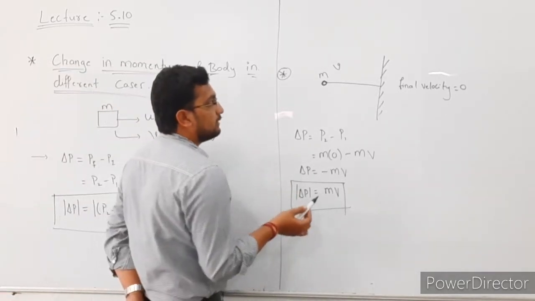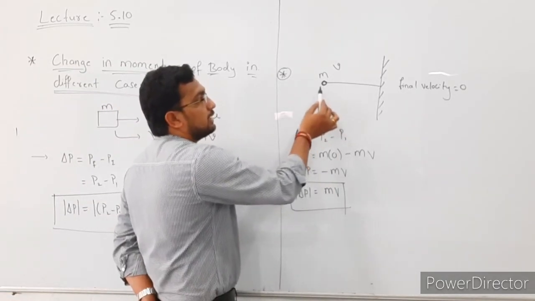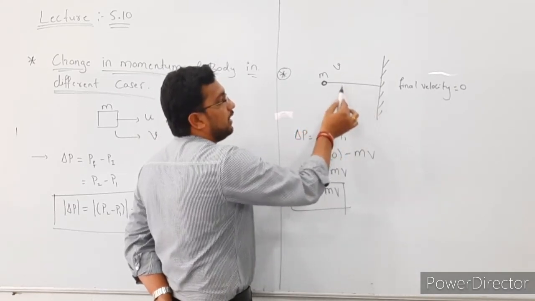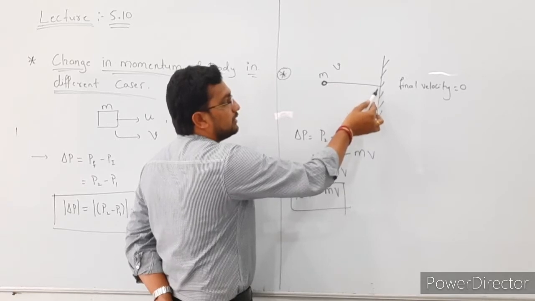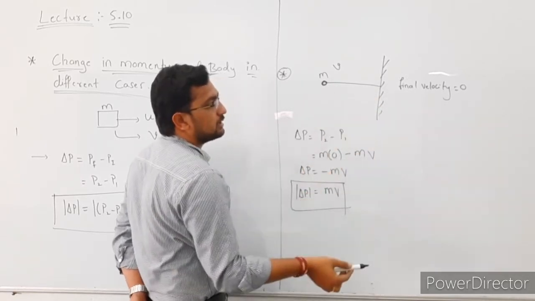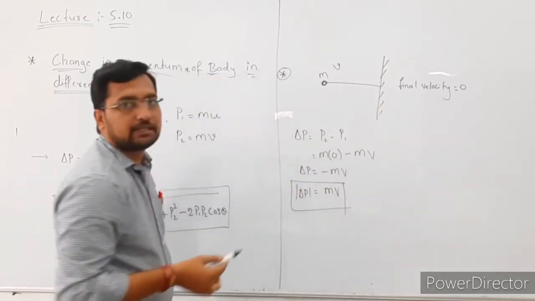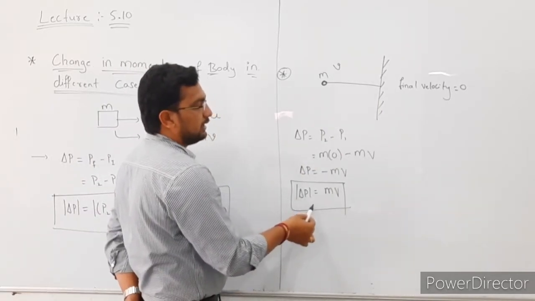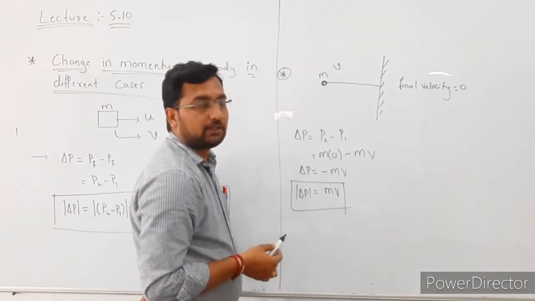So in this case we are considering a body of mass m moving in this direction with a velocity v. After collision that body immediately comes to rest, which means the final velocity of that body is 0. So the magnitude of change in momentum is equal to mass into velocity.